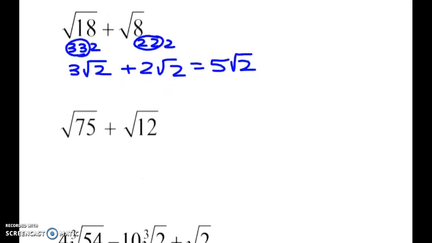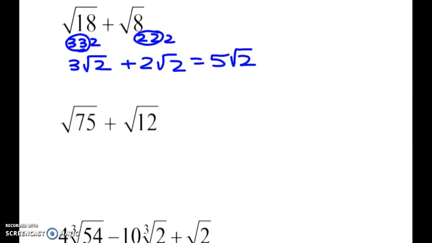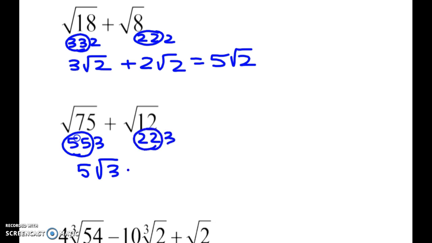Okay, so then the next example, I have the square root of 75 plus the square root of 12. Same thing. Break down the 75 and I get 5 times 5 times 3. A pair of 5's, so that comes out, leaving me with 5 square roots of 3. I take the square root of 12, which is 2 times 2 times 3. Take out that pair of 2's, so that would be 2 square roots of 3, for a final answer of 7 square roots of 3.